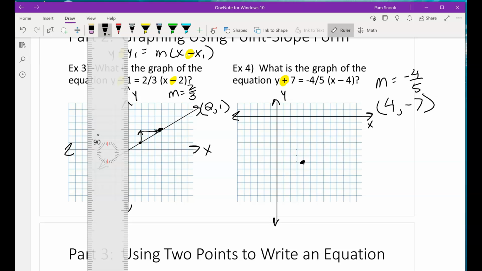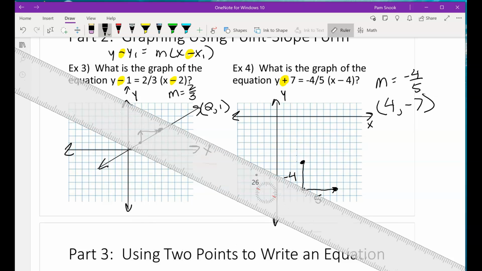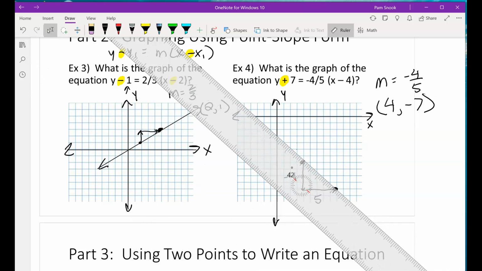Right there's my point. And now I'm going to use the slope, negative 4 over 5. So I'm going to go down 4. So 1, 2, 3, 4. That's how far down I'm going. And then I'm going to go to the right 5. 1, 2, 3, 4, 5. So down 4 to the right 5. Now I've got my 2 points. I'm just going to line up my ruler and draw in my graph.